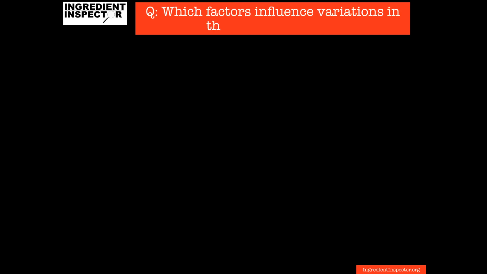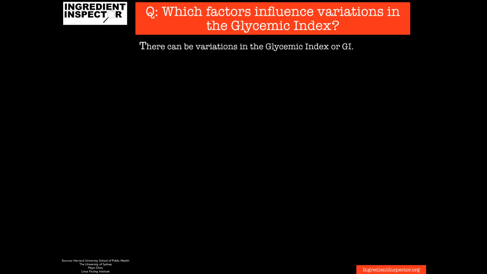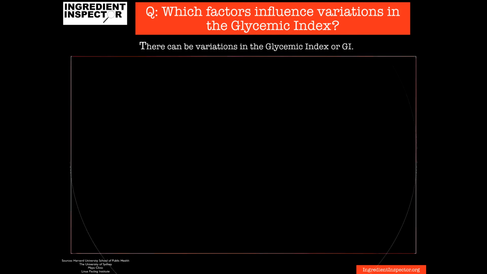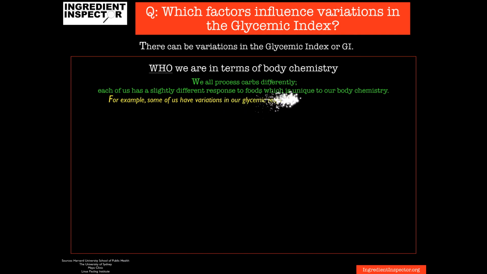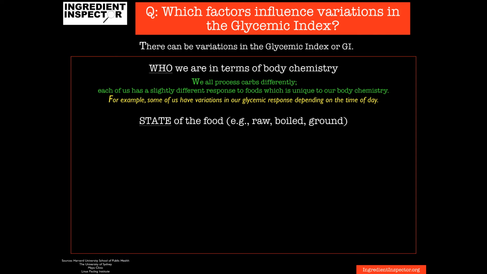Which factors influence variations in the glycemic index? There can be variations in the glycemic index, or GI. Who we are in terms of body chemistry can affect the glycemic index. We all process carbs differently. Each of us has a slightly different response to foods, which is unique to our body chemistry. For example, some of us have variations in our glycemic response depending on the time of day. Another factor is the state of the food that we're eating. Is it raw, boiled, ground, for example?